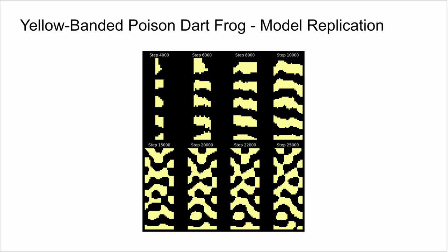And then our model replication shows how phase 1 ends at step 4000, which is mostly the creation of those striped lines, and the matrix expands over time during phase 2, which is our tissue expansion, and then the stripes turn into dots more over time as the tissue expands.